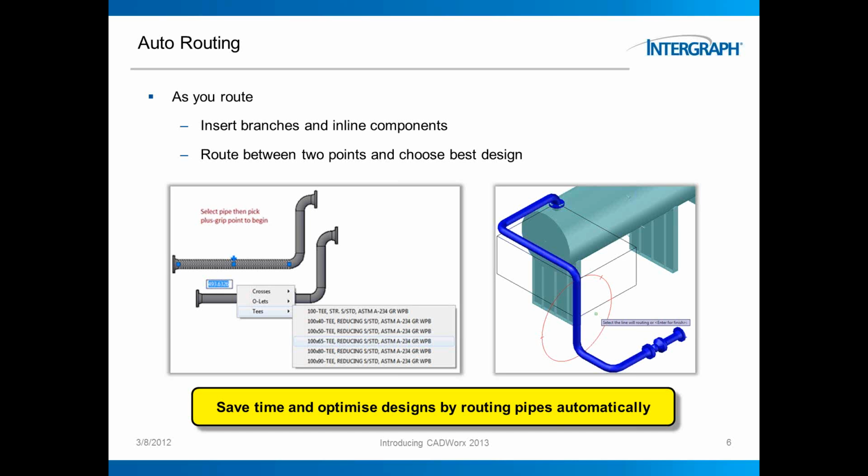The routing now is a lot more intuitive because every time I'm routing, I no longer have to draw a line and then go back and pipe it. As soon as I start drawing a component, I can start immediately piping. As soon as I draw a piece of pipe, I'm in the routing mode. If I want to connect to a nozzle on a piece of equipment, I can do that.